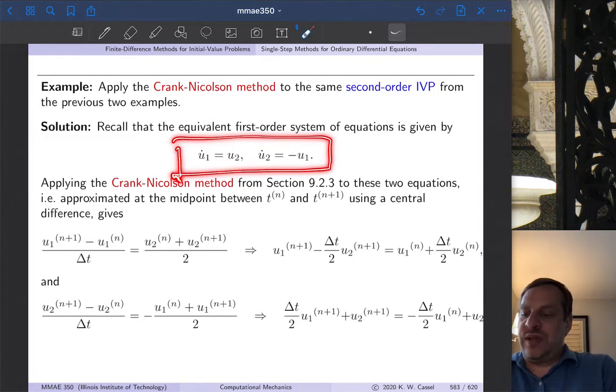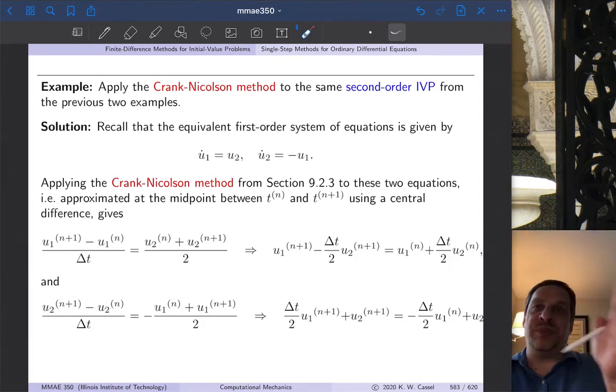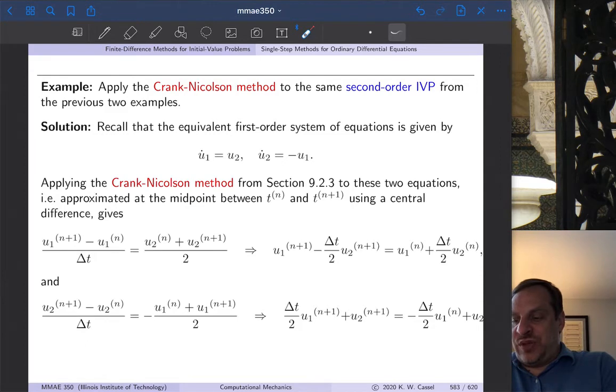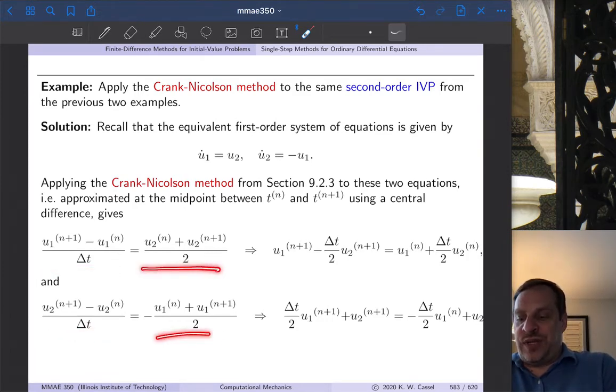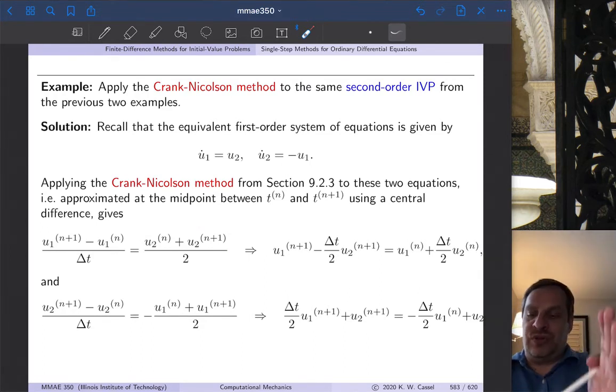two first order equations. Now for Crank-Nicolson, remember we approximated at the midpoint, the mid-time between the previous and the current time step. So we have an average. So on the left, we have a central difference for du1/dt and du2/dt. And then we have an average on the right. So this is u2 on the right here, so it's the average of u2 at n and u2 at n+1. That's why I divide by 2, because we're taking an average. That gives us an approximation for u2 at the midpoint between the two time steps.